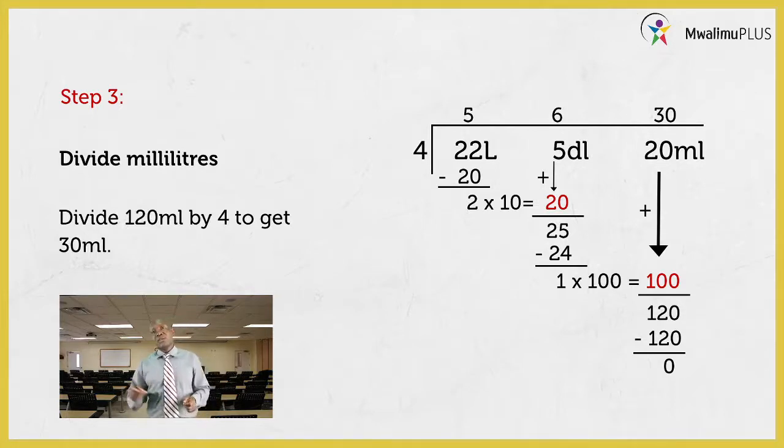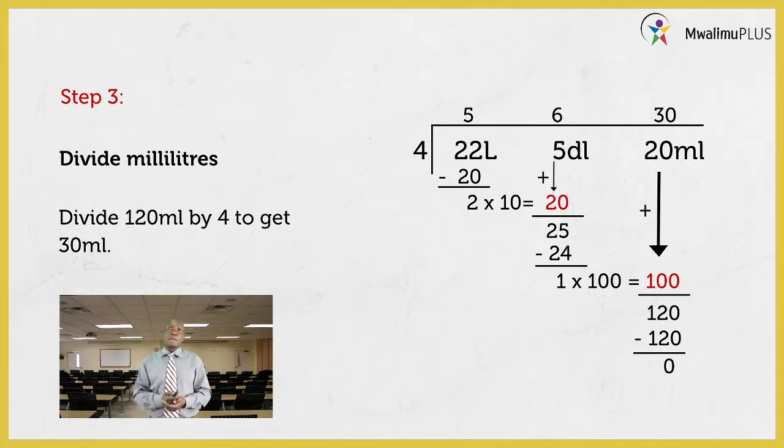We write 120 below 120. Then we do subtraction. We are going to subtract 120 from 120. That will give us, good, we are shouting 0. Nice, it is 0. So learners, that's how it's done. So our answer here now is 5 liters, 6 dl, and 30 ml. Let us proceed on to the other part.